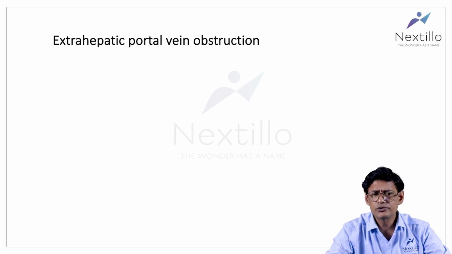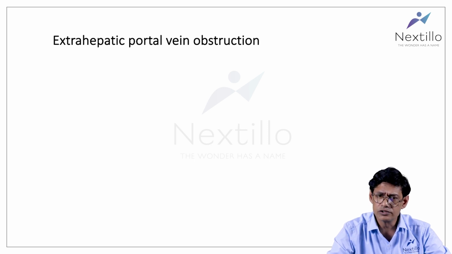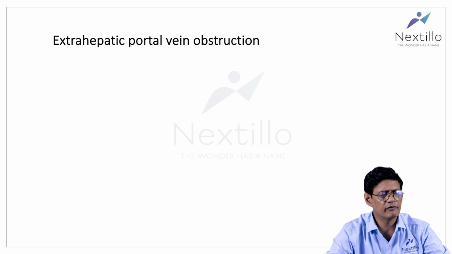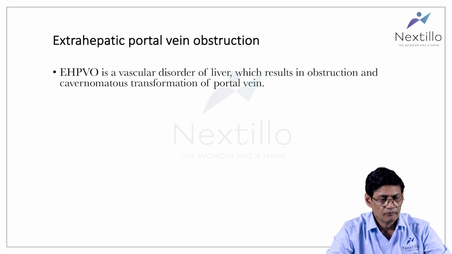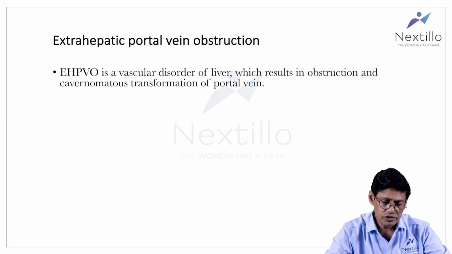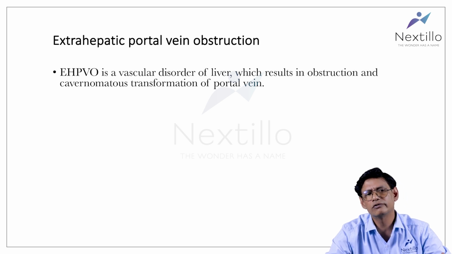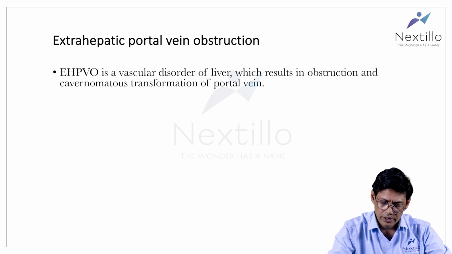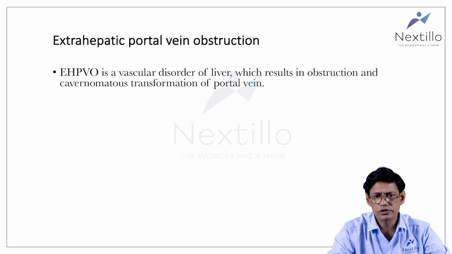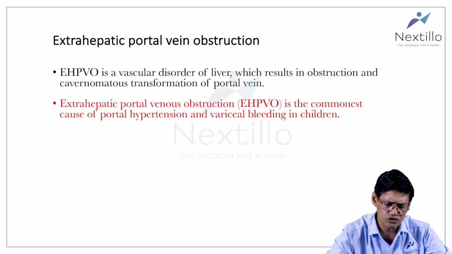Extrahepatic portal venous obstruction is a vascular disorder of the liver which results in obstruction and cavernomatous transformation of the portal vein. So there is cavernomatous transformation of the portal vein. This is a vascular disorder of the liver resulting in the blockage of the portal vein. The extrahepatic portal venous obstruction is the most common cause of portal hypertension and variceal bleed in children.